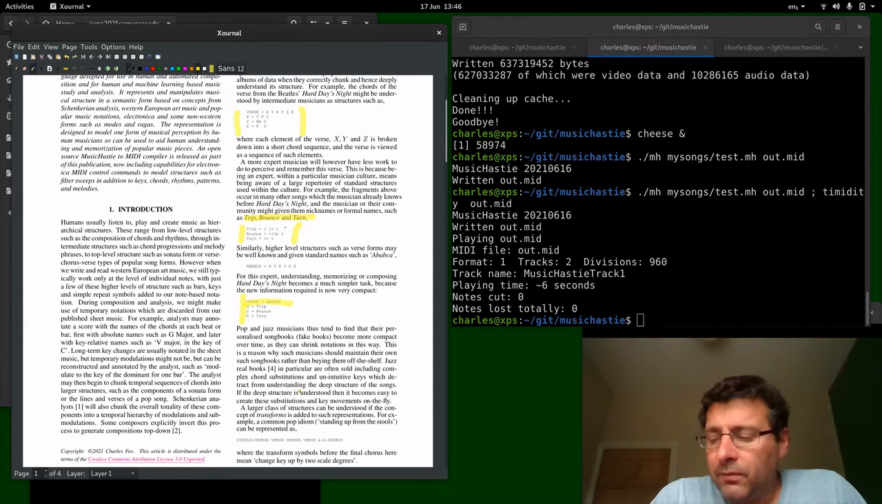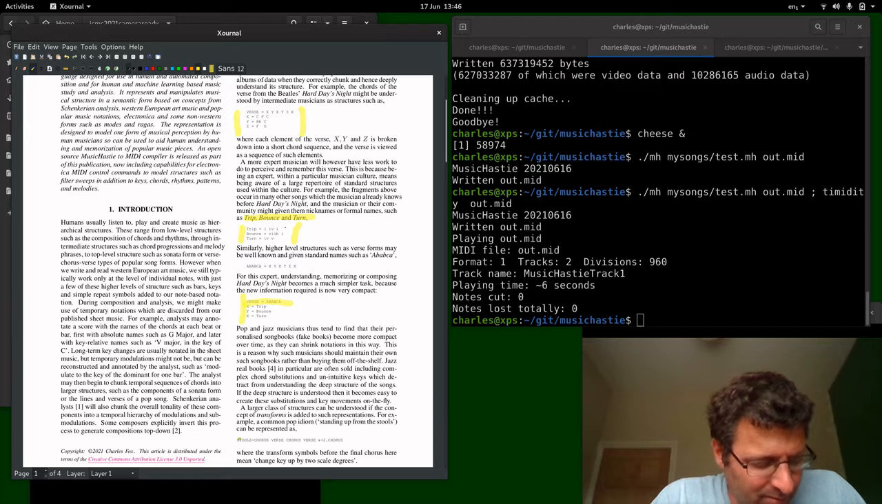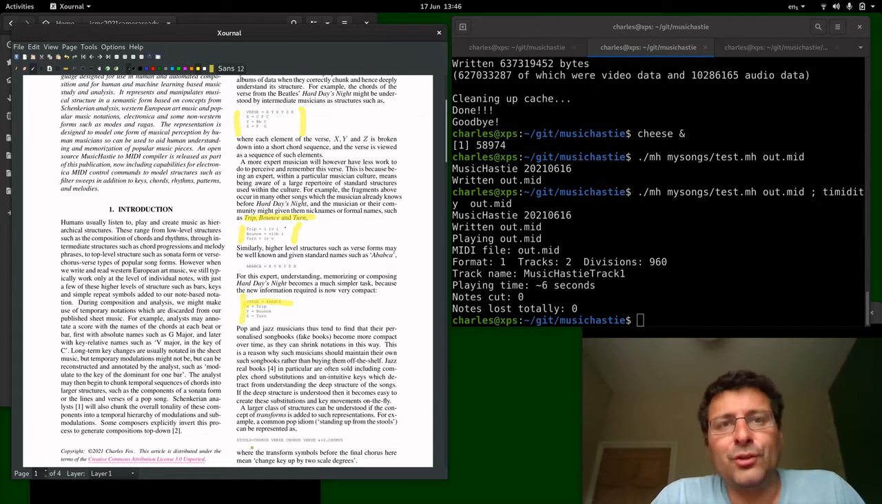A big part of understanding structure is recognizing transformations. So we don't always quote a structure multiple times directly. We might quote it and then transform it in some way.